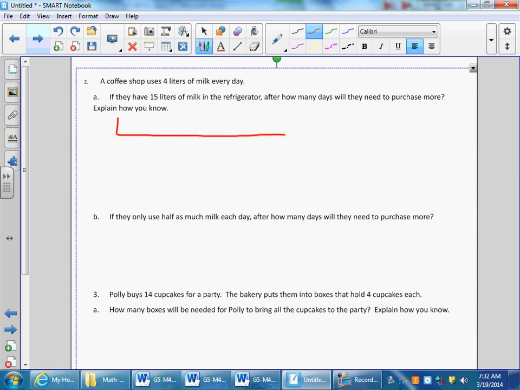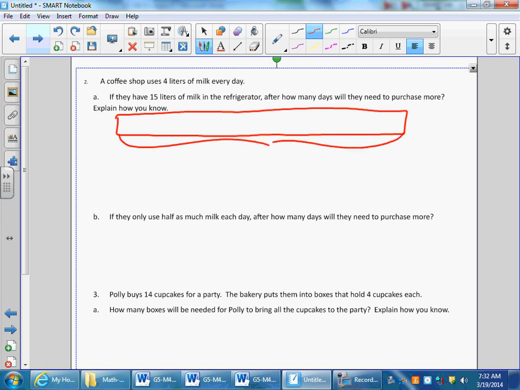Now I'm going to put the 15, because it's not separated right now, I'm going to put 15 liters together. Now, I'm taking 4 liters every day. So I could subtract 4 liters, or I could also think of it as dividing it up by 4 liters a day. So the division expression might be 15 divided by 4. My improper fraction would be related to that, 15 divided by 4.